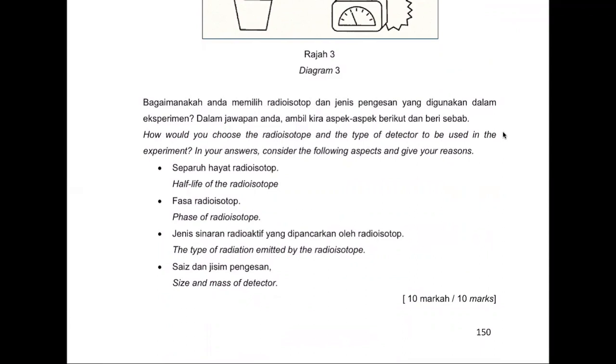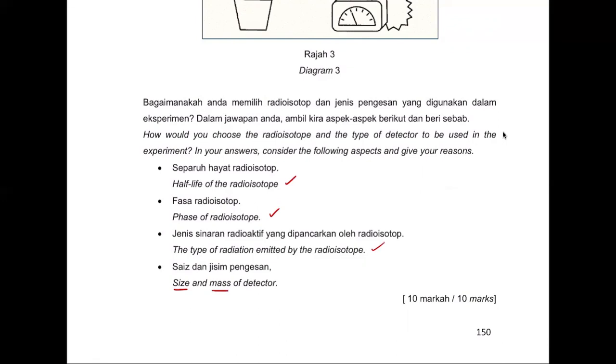Half-life of the radioisotope. This is one half-life. The phase of radioisotope, either solid, liquid, or gas, the type of radiation, alpha, beta, or gamma, and then this one, size and mass. So there are two aspects here: size of detector and also mass of detector. So 5 aspects.